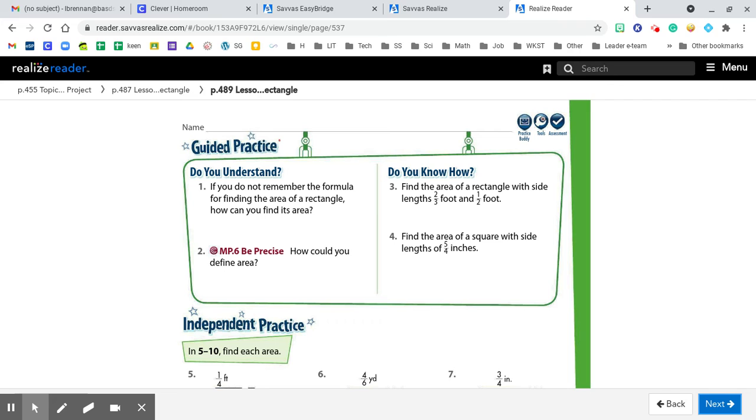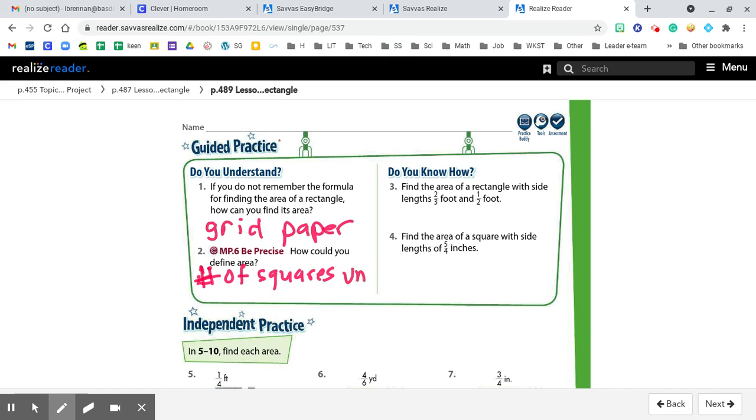If you do not remember the formula for finding area of a rectangle, how can you find the area? If you don't remember the formula, you can use grid paper. That's a tool to find out, count the number of boxes. How could you define area? Area is the number of squares used. So it's the number of squares or square units used to cover an area.